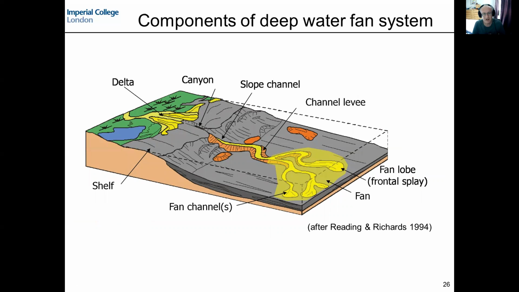Okay, so grain size is important. Let's just round off this section by me showing you some examples of different parts of a fan system, from the slope through these channels and into the fan itself and the lobes, which are the most distal parts of those fan systems.